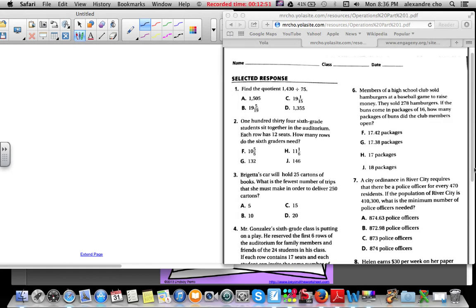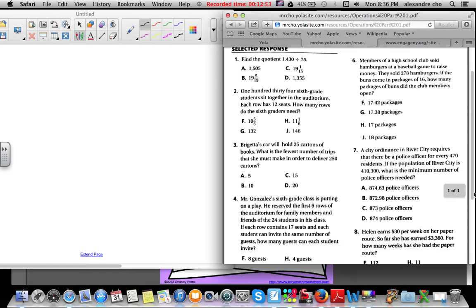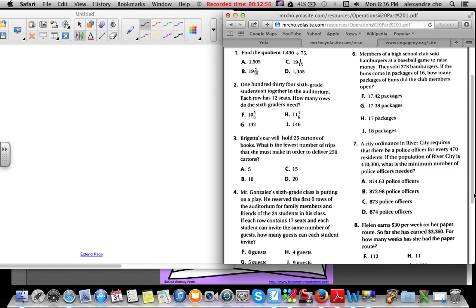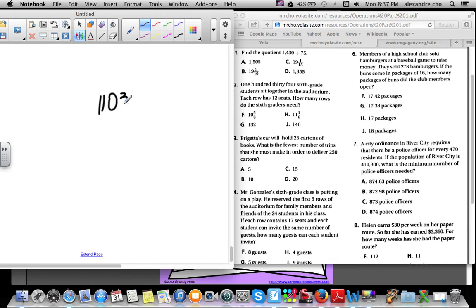All right, 7. City ordinance requires that there's a police officer for every 470 residents. The population is 410,300. What's the minimum number of police officers? Well, if you have 410,300 people, and you need 1 officer for every 470 residents, you're gonna have to simply divide. Okay, so let's see.